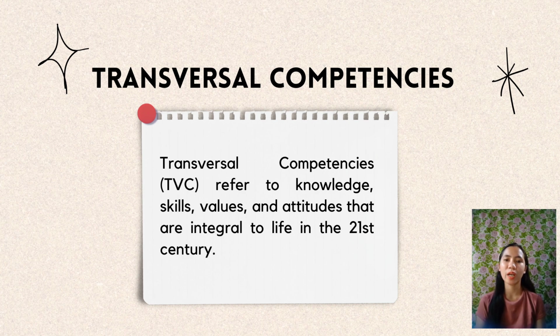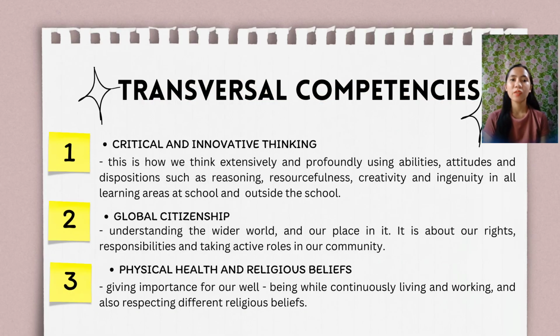Since we are living in an era in which technology has evolved, we need to adapt these competencies, the transversal competencies. And what are those? First, critical and innovative thinking. This is how we think extensively and profoundly, using abilities, attitudes, and dispositions such as reasoning, resourcefulness, creativity, and ingenuity in all learning areas at school and in lives outside the school.